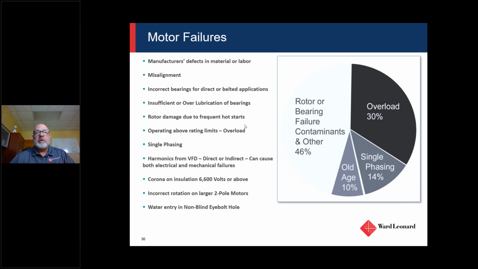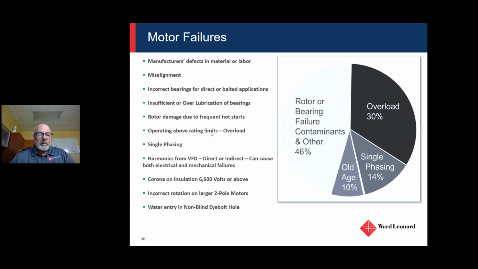If you start your motor, and there's a chart for every motor, how many times it can be started per hour, if you exceed that, you will more than likely cause rotor damage. And we do see that. That's indicated in failed end rings, broken rotor bars. A lot of different things happen when you start your motor.